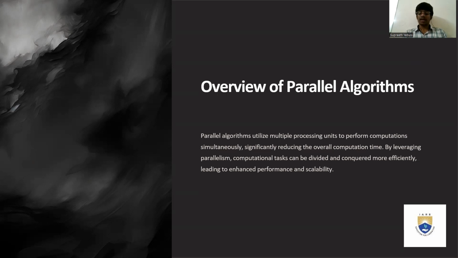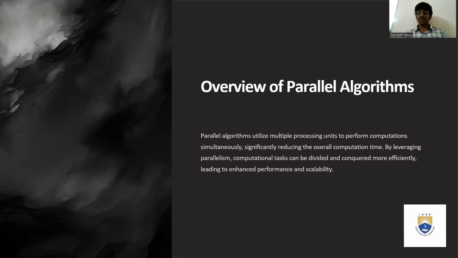Divide and conquer breaks a problem into subproblems, solves them independently, and combines the results. Pipelining divides the computation into stages, and each stage can be processed concurrently. Task parallelism assigns independent tasks to different processors for parallel execution. Parallel loops distribute loop iterations across processors to achieve parallelism.